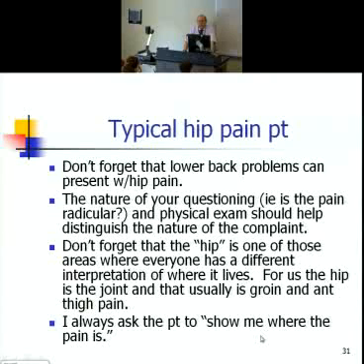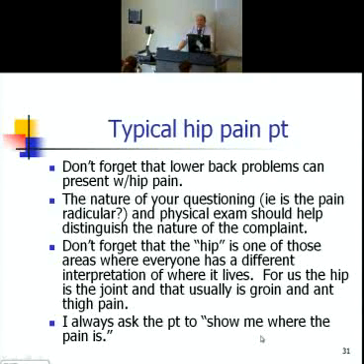Lower back problems can sometimes present with hip pain. Again, the nature of your questioning should try to isolate whether this pain is radicular in nature, in other words, coming from the back and the nerve roots in the back. So is there pain in the back? Sometimes patients have radiculopathy from the back and they have no back pain. They just complain of leg pain.